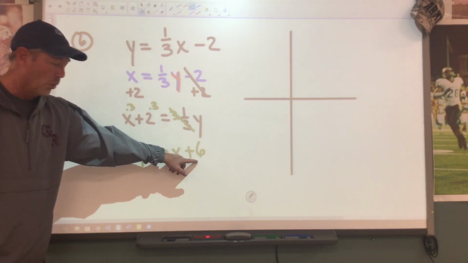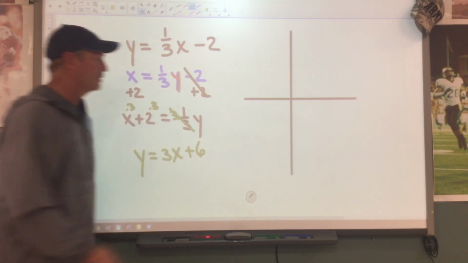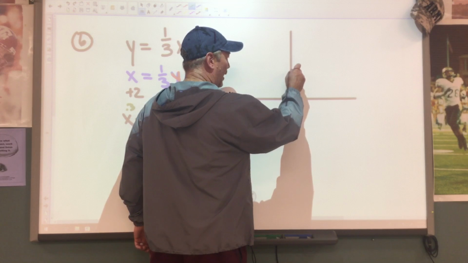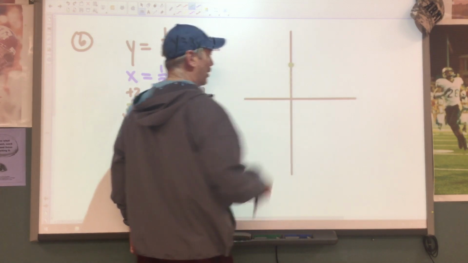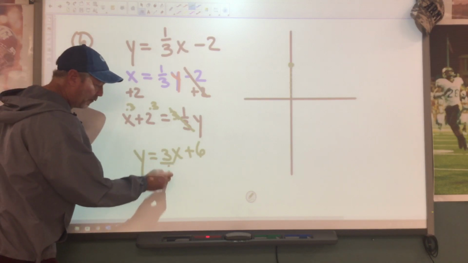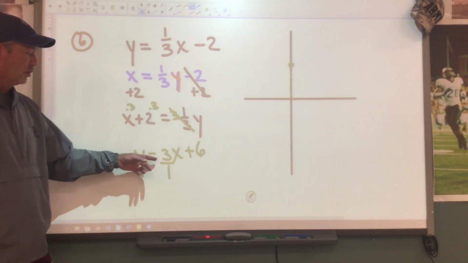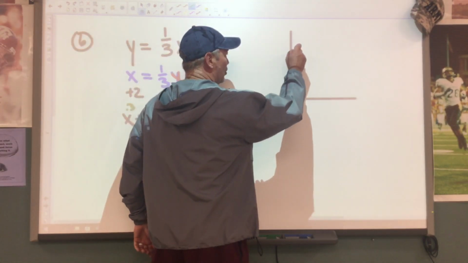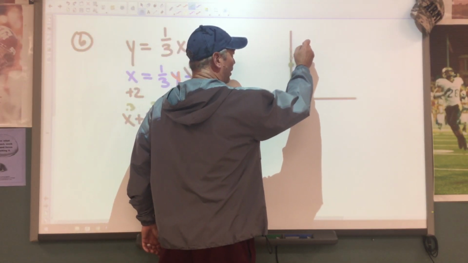Then they just ask you to graph it. We're going to start on the y-intercept at 6, on the y-axis. 1, 2, 3, 4, 5, 6. There's my starting point. My slope is always a fraction. This is going to tell me to go up 3, to the right 1. 1, 2, 3, to the right 1.